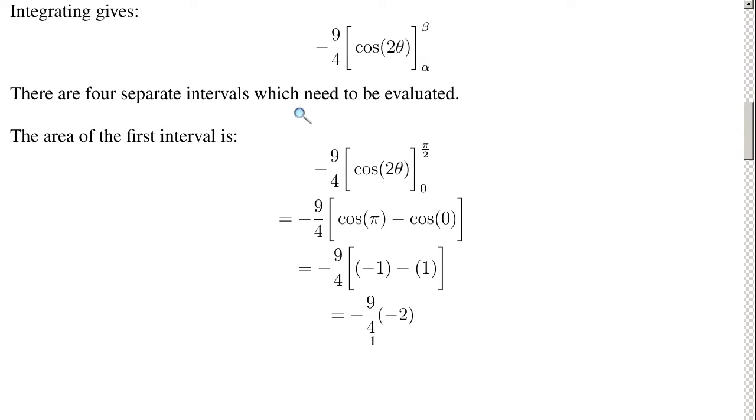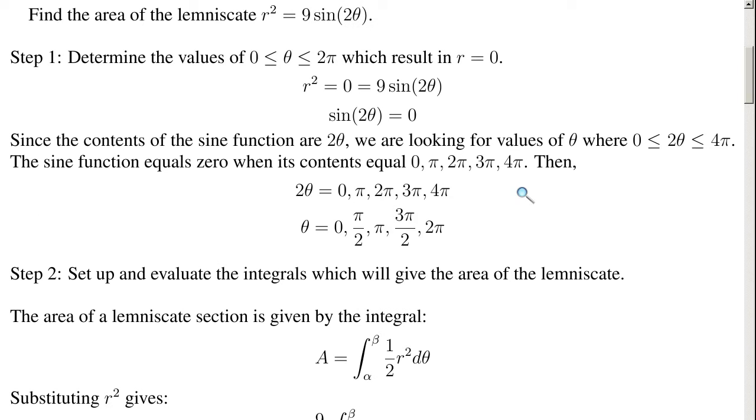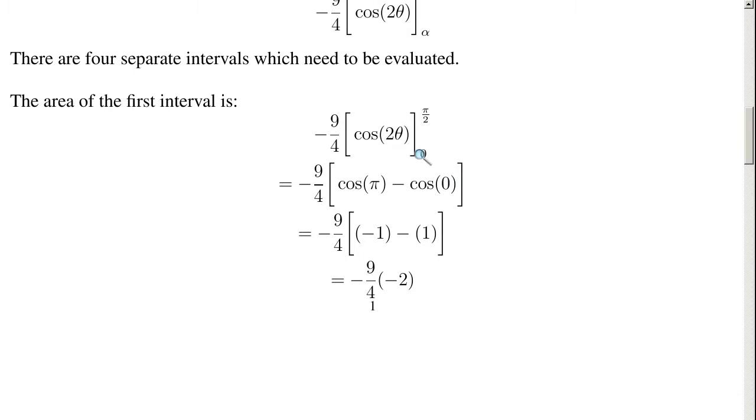There are 4 separate intervals which need to be evaluated, or you could say 4 separate sections if you prefer. Okay, so the area of the first interval is negative 9/4 times cos 2 theta evaluated. Remember these values that we found earlier on? 0, pi over 2, pi, 3 pi over 2, 2 pi. These are the boundaries that we're using. So we have one interval between these two, one interval here, one here, and one here. So 4 separate intervals. And the first one is from pi over 2 to 0. So for the upper limit, we substitute pi over 2 in for theta. Pi over 2 times 2 is pi.